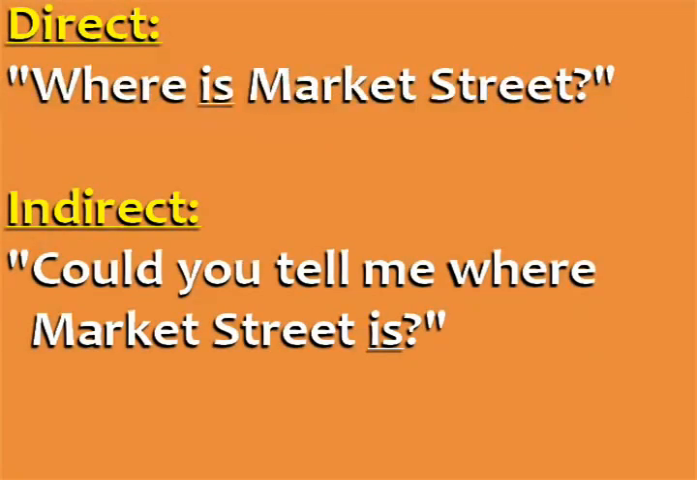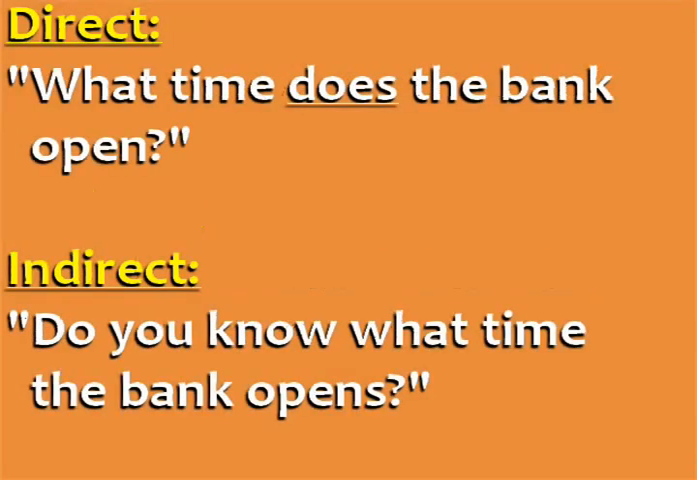Direct. Where is Market Street? Indirect. Could you tell me where Market Street is? In indirect questions, forms of the verb to be, like is, are, and were, come after the subject, not before the subject. Direct. What time does the bank open? Indirect. Do you know what time the bank opens?